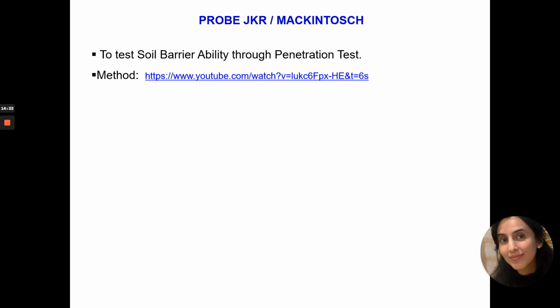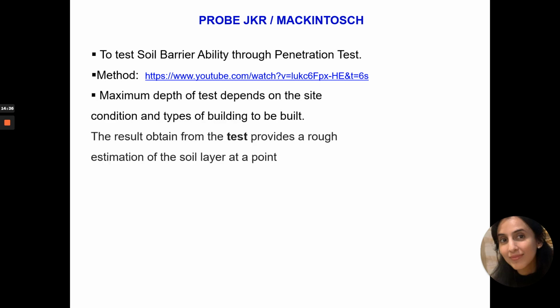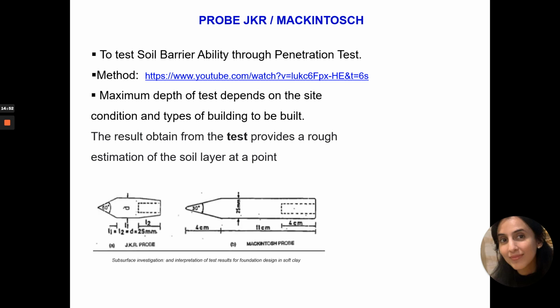You have done the report. So I'm not going to describe in detail here about probe Mackintosh. Basically, the maximum depth of a test depends on the site condition and types of building. So the result would provide a rough estimation of the soil layer at a point. So you will have many points on the site.